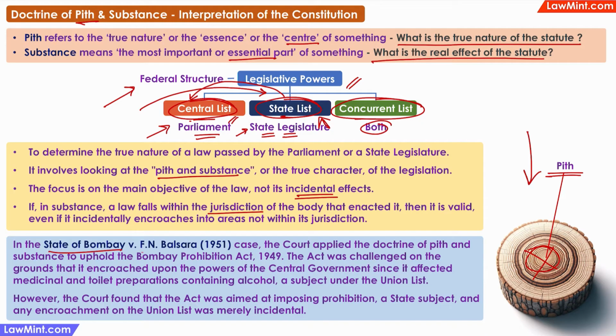In the State of Bombay versus F.N. Balsara case, the court considered the pith and substance of the Bombay Prohibition Act and determined that its main intention was to impose prohibition on alcohol, which is within the remit of the state legislature. The side effect of this act was on medicinal and toilet preparations that also contained alcohol. And these medicinal and toilet preparations containing alcohol are actually on the union list. Since this was an unintentional side effect of the act, the court held that it will not make the law invalid.